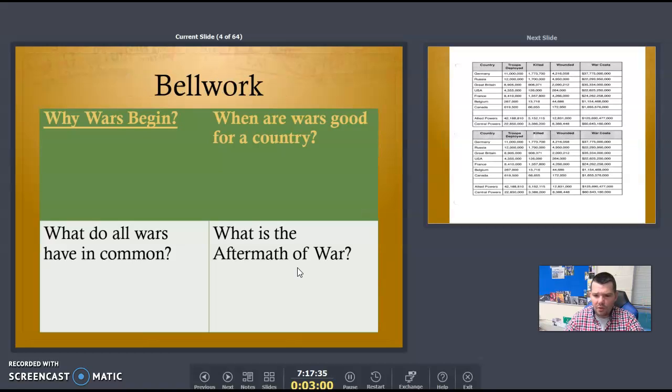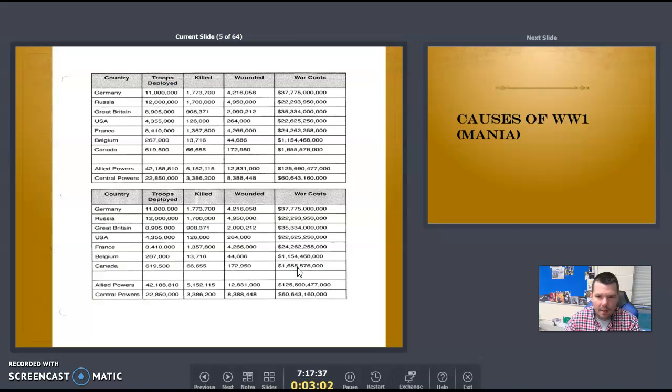All right, we'll do this tomorrow, so hold on to this thought. But I wanted to show you this as part of your slides. Look at the amount of troops. Germany deployed 11 million troops in World War One. Russia, 12 million. Great Britain, almost 9 million. USA, 4.3 million. France, 8.4 million.